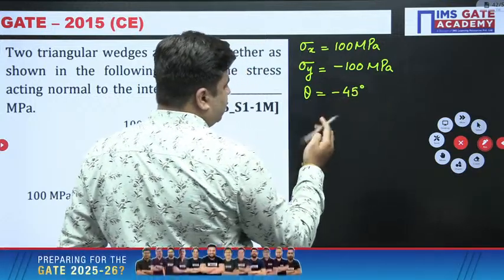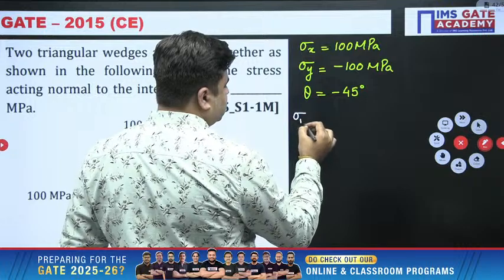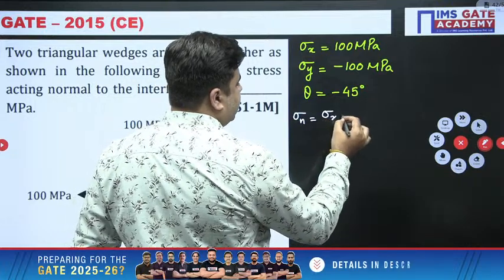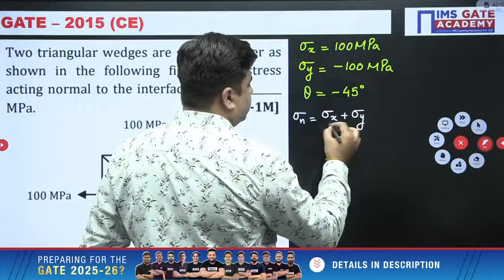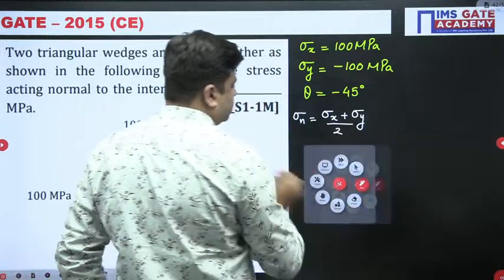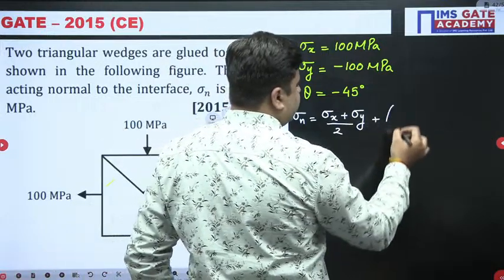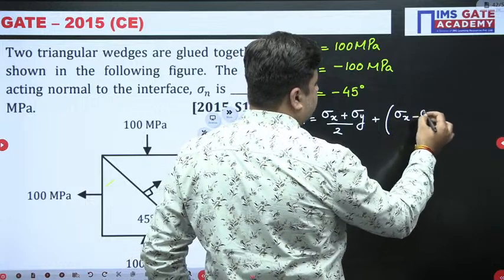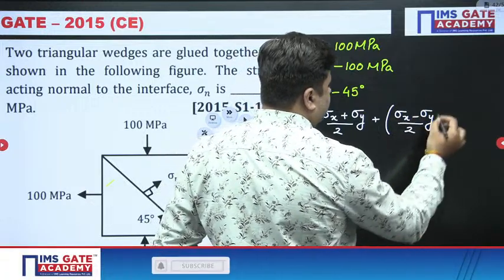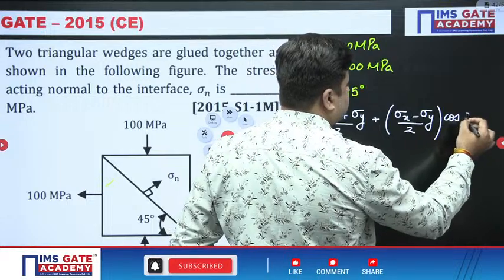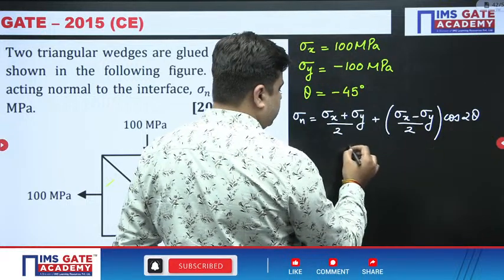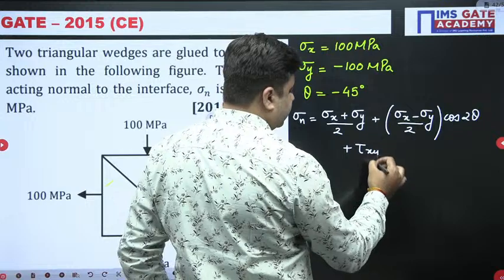Simply you can use the equation: normal stress on the oblique plane is (sigma x plus sigma y) by 2 plus (sigma x minus sigma y) by 2 into cos 2 theta plus tau xy sin 2 theta.